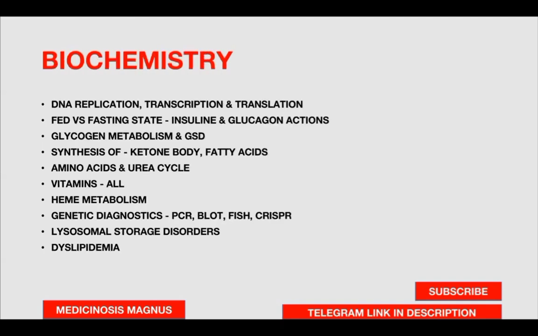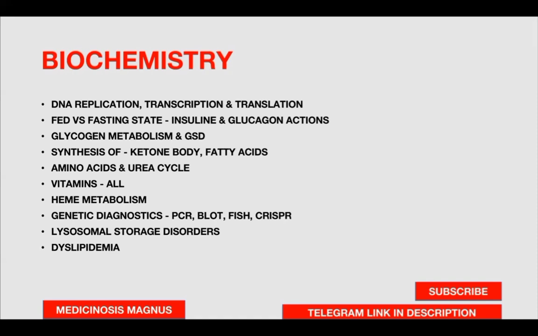In biochemistry, DNA replication, transcription and translation, fed versus fasting state, the insulin and glucagon actions. Make sure you also know what pathways occur in anabolic state and what pathways occur in catabolic state. Glycogen metabolism and glycogen storage diseases, synthesis of ketone body and fatty acids, amino acids and urea cycle, all the vitamins and its diseases is very important.